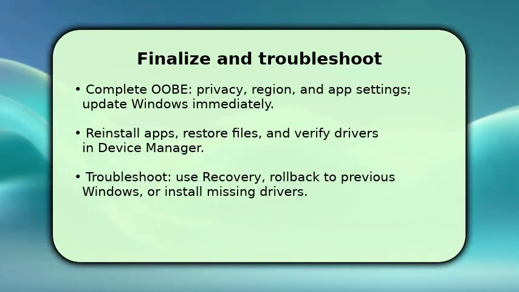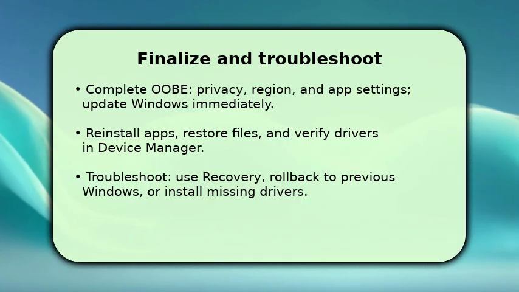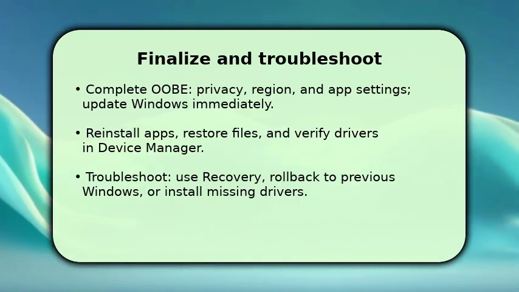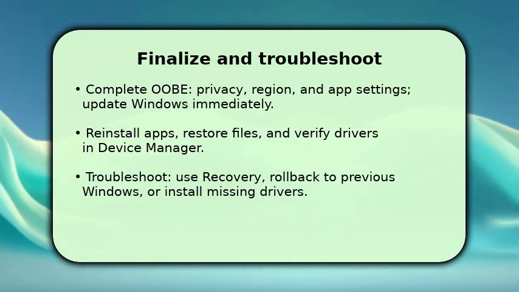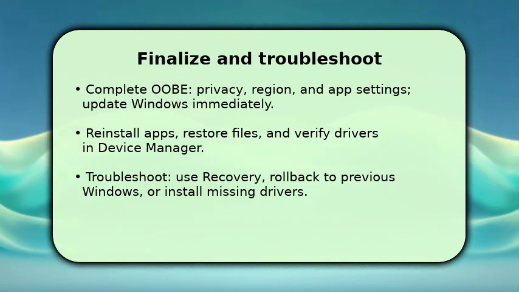If something goes wrong, use recovery options. Roll back to your previous Windows within the allowed window, run startup repair, or reinstall using the USB ISO. One key tip: keep the system image until you confirm everything.